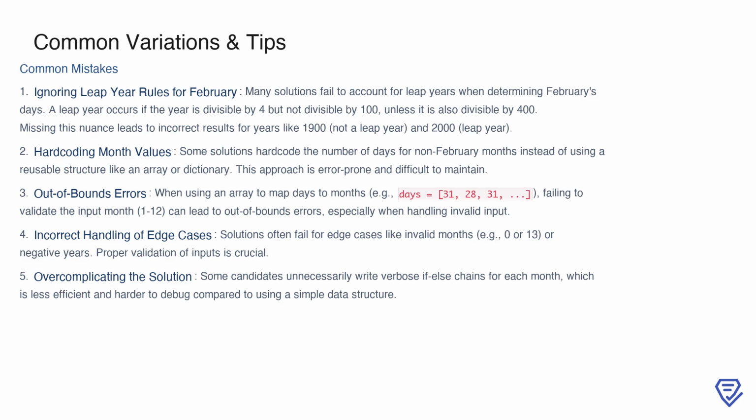Additionally, edge cases such as months outside the valid range or negative years are often overlooked, leading to incorrect or incomplete solutions. Lastly, overcomplicating the code with long if-else chains for each month can make the solution harder to debug and maintain. A simpler, structured approach is usually more effective.